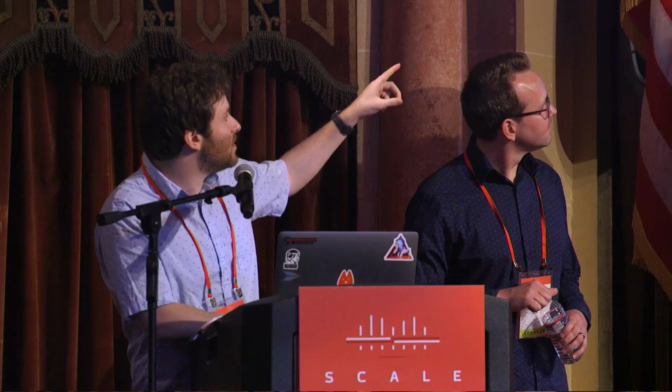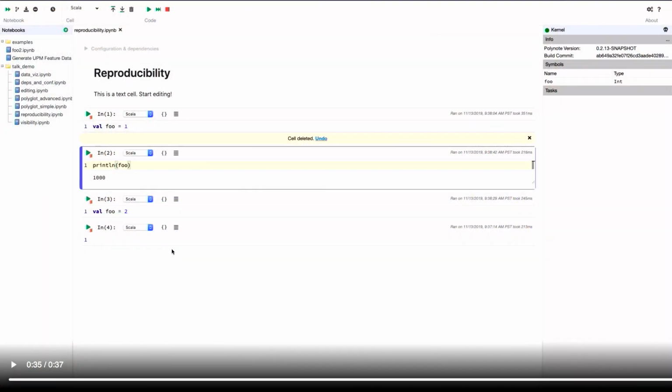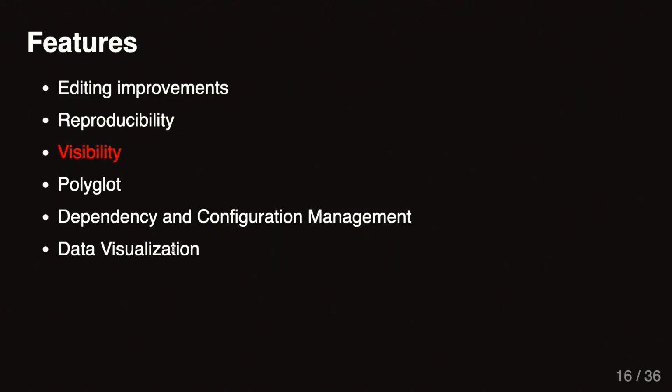So if we delete this new cell we made, and then print again, we're back to 1. So hopefully you can see that these changes help improve the reproducibility of notebooks, because essentially as the users iterate on their PolyNote notebooks, it's always making sure that they can run again from the top.